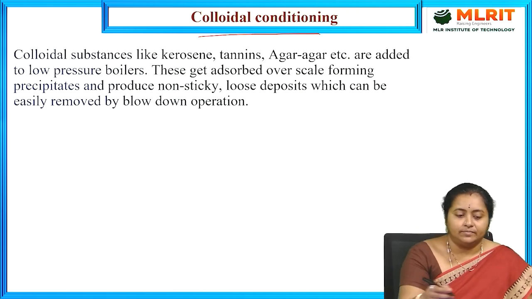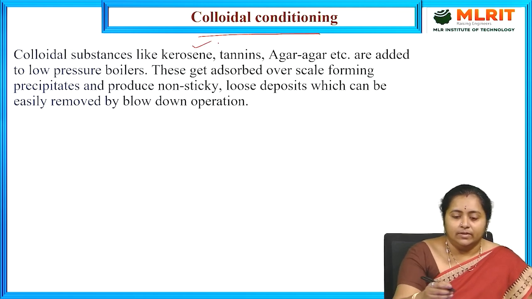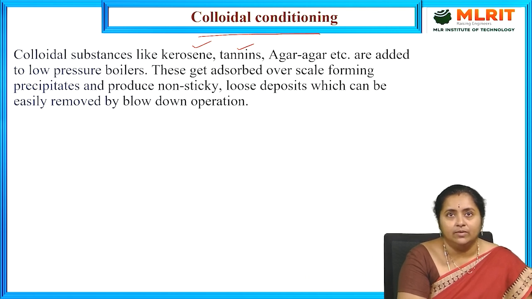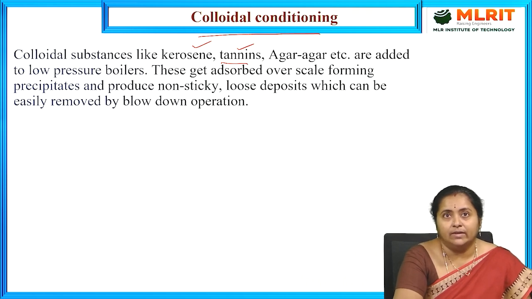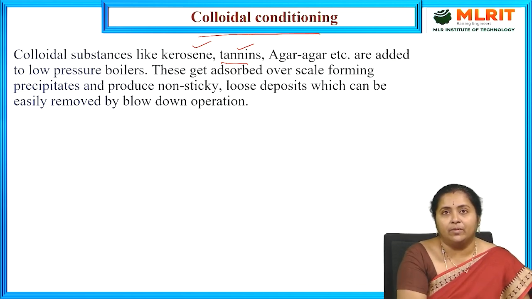Colloidal conditioning. As I told you, colloidal substances include kerosene, and tannins. As this water is not meant for domestic purposes, we can use kerosene also. Tannins are a class of astringents which belong to the organic complex compounds. In the previous classes, we discussed these tannins during the caustic embrittlement topic. They can be used to block hairline cracks. They are very useful for blocking hairline cracks in the inner side walls of a boiler, that is, scales.